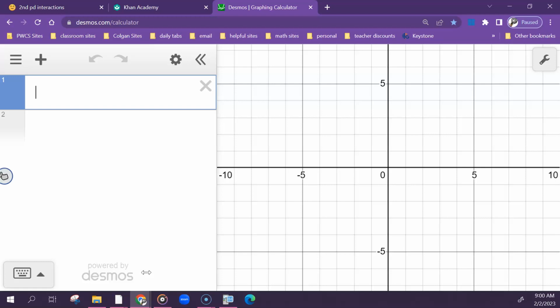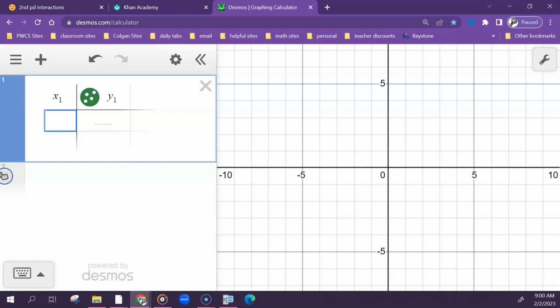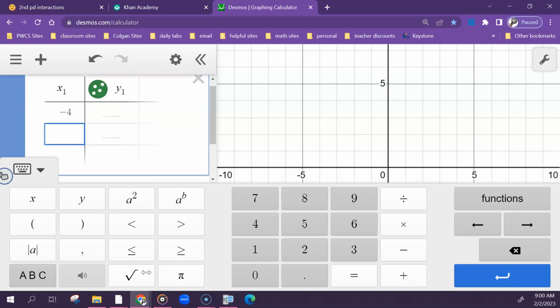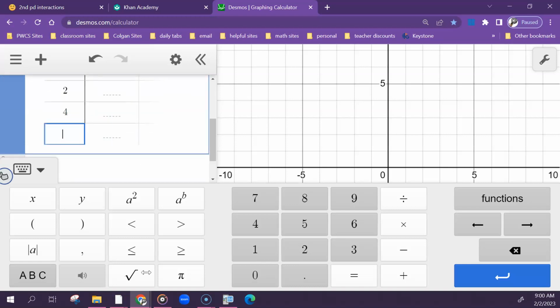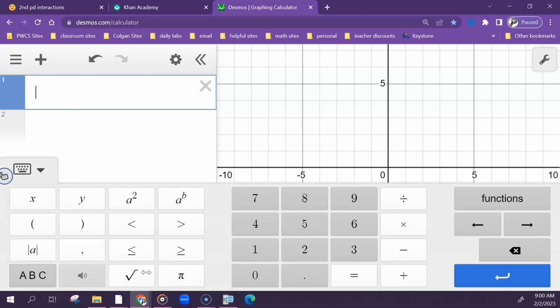Add the plus, add a table, put in your x values. Negative 4, negative 2. Once you start putting them in, it recognizes the pattern, and once you hit enter, it puts the rest of them in for you, except it didn't do that last one. Oh, I skipped a step, sorry. Let's backtrack. Put in your equation first, then we're going to choose the table.